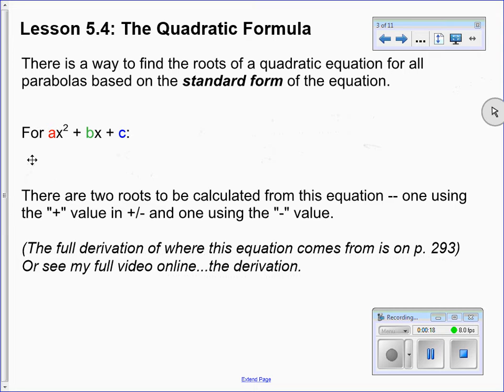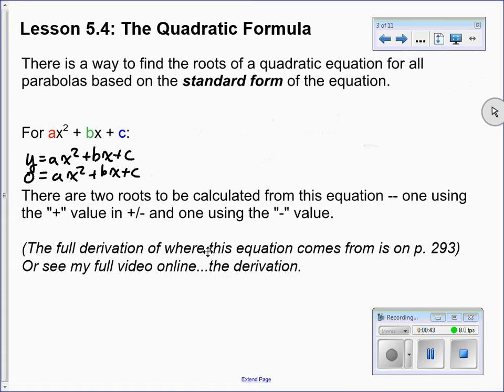Now remember that comes from the equation y is equal to ax squared plus bx plus c, and specifically when we're trying to find the roots, which are also known as the x-intercepts, which are also known as the solutions depending on the type of problem that you're working with, start by letting y equal 0 and then solving.